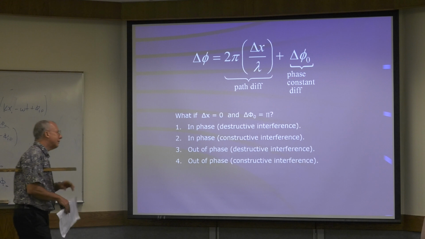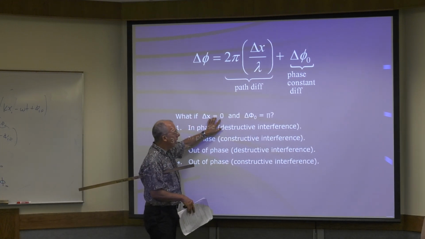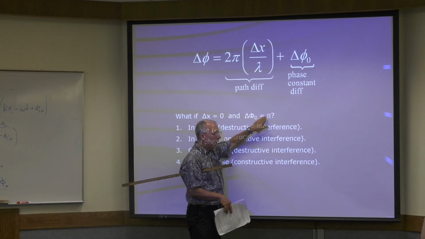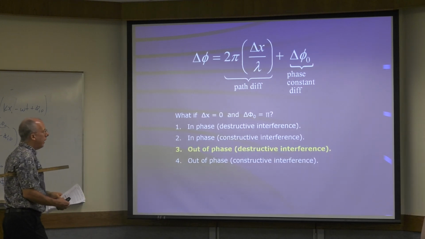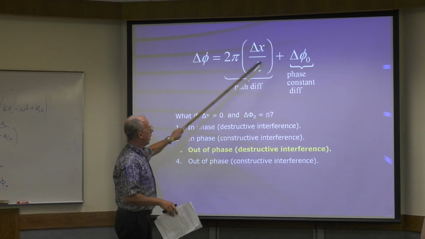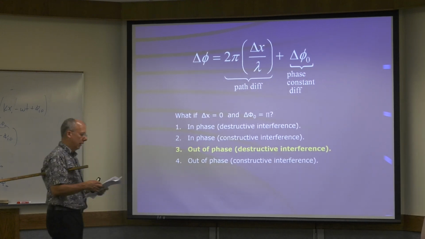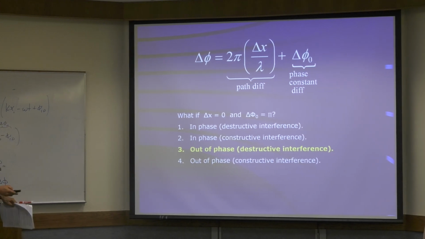Okay, one more. The path difference is 0. The phase constant difference is pi, so we know it's out of phase, destructive. Now let's use the equation. This is 0, so this is 0. This is pi, so the phase difference is pi. It has to be out of phase, destructive. All right, so make sure that makes sense to you.